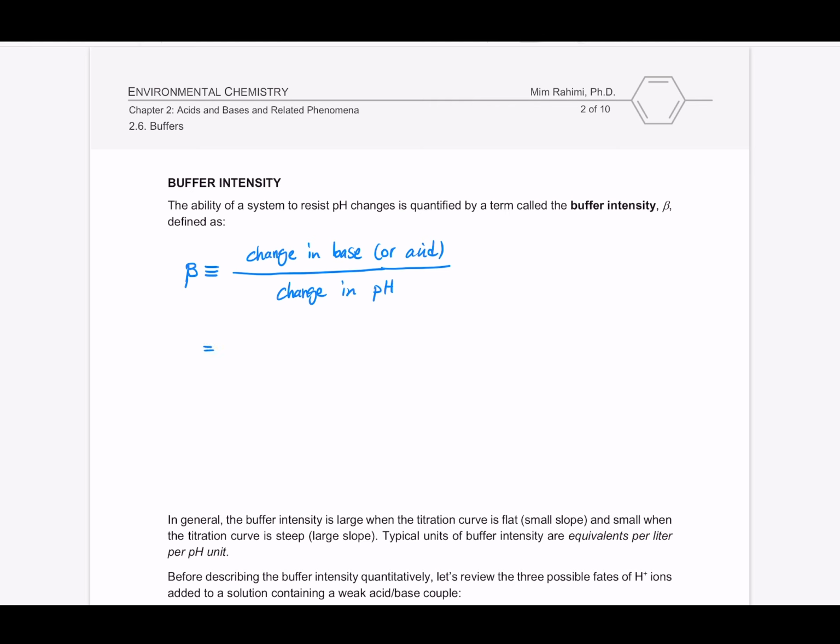Mathematically, it means the change in Cb, let's say if I'm adding base, over the change in pH. And buffer intensity is always a positive value. So when you add base, the pH would increase, so dCb over dpH would be positive. If we're adding acid, we just need to apply a negative sign, because buffer intensity is always positive.